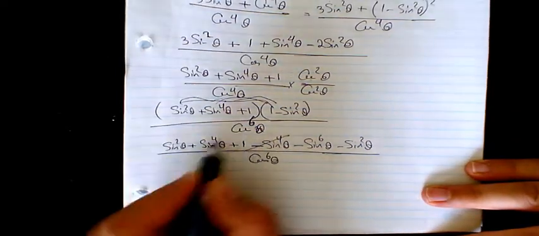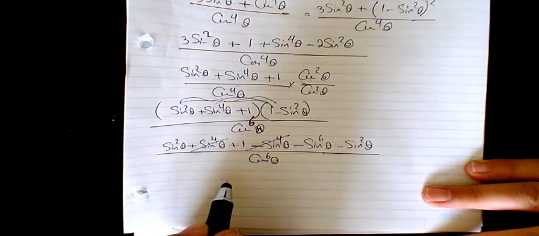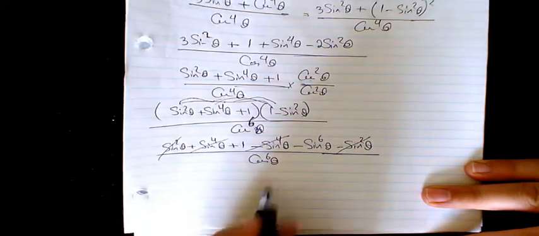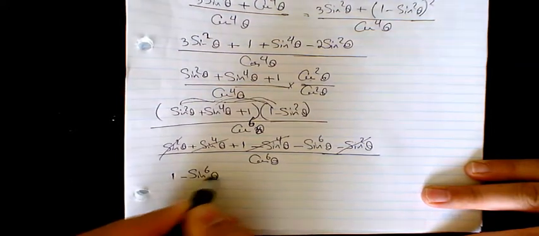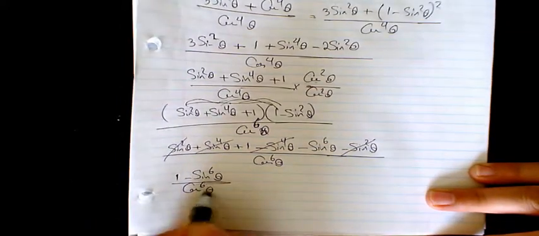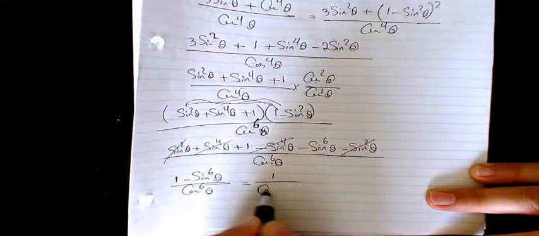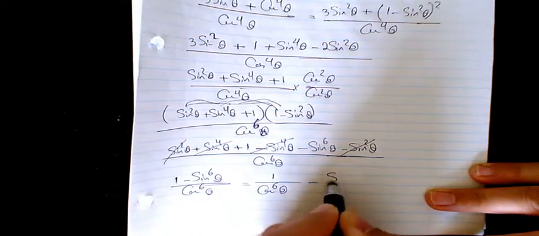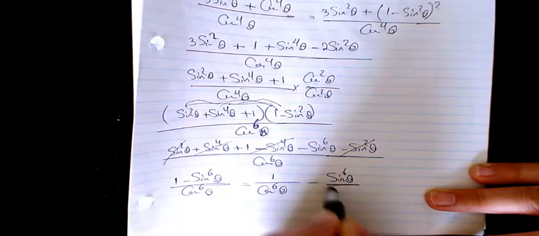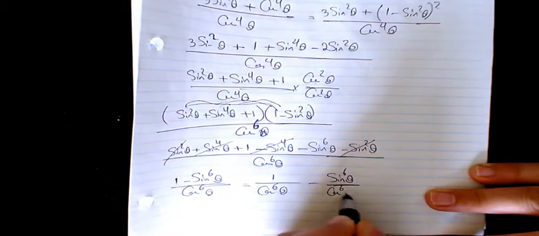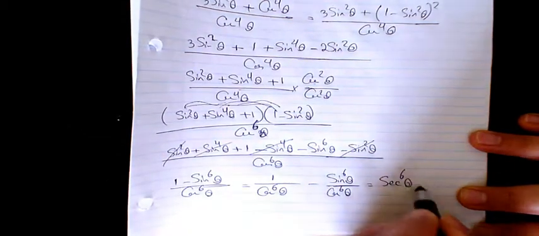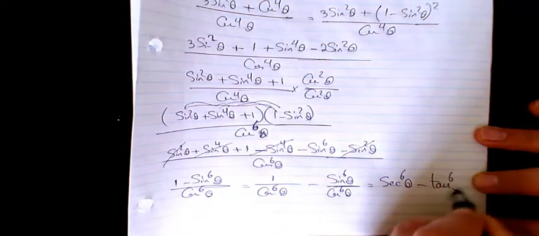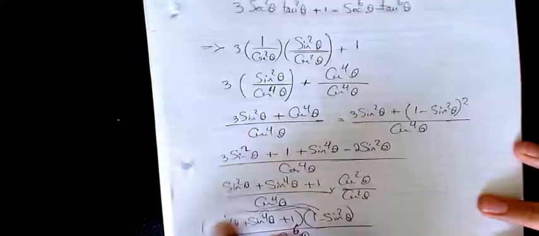Then these two cancel out. These two cancel out also, and I will end up having 1 minus sine to the power of 6 theta divided by cosine to the power of 6 theta. So I have 1 over cosine to the power of 6 theta minus sine to the power of 6 theta divided by cosine to the power of 6 theta. So it will be secant to the power of 6 minus tan to the power of 6 theta. That's what you see on the right hand side of the equation.